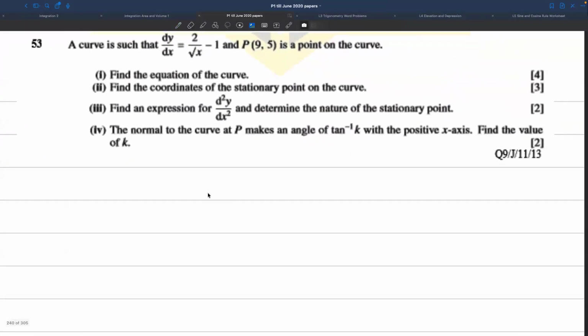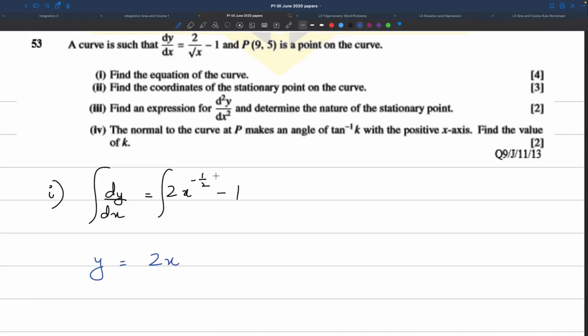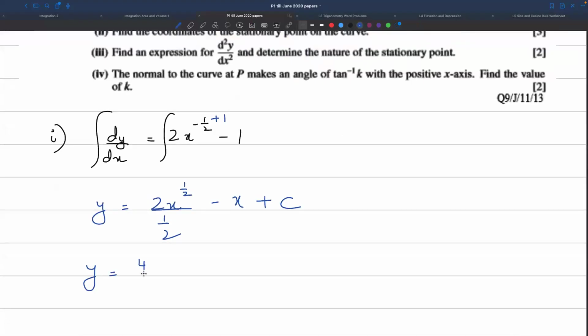In first part, it says dy dx is given. Find the equation of the curve. What did we learn? That if we integrate this equation, we will get y is equals to. So first, write dy dx is equals to 2x power minus half. It is always better to write it like this. Now integrating both the sides, I will get y is equals to 2x. When I integrate, I add 1, so this x power half becomes divided by half. When I integrate 1, I get x plus c. So this will become y is equals to 4x power half minus x plus c.